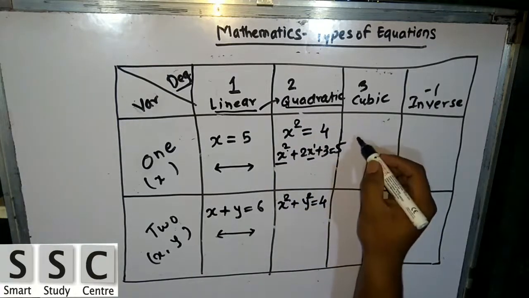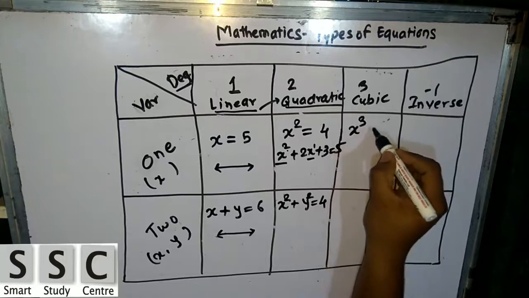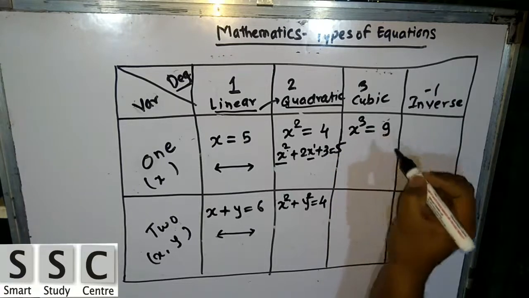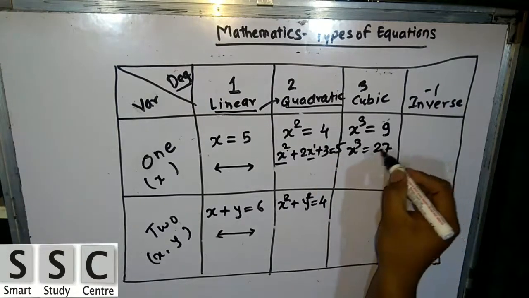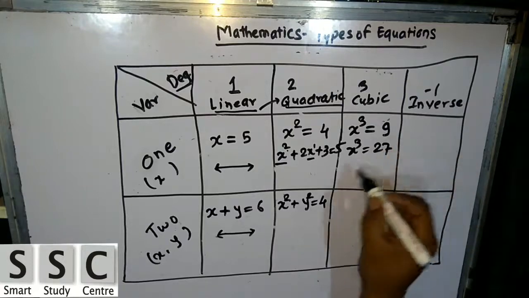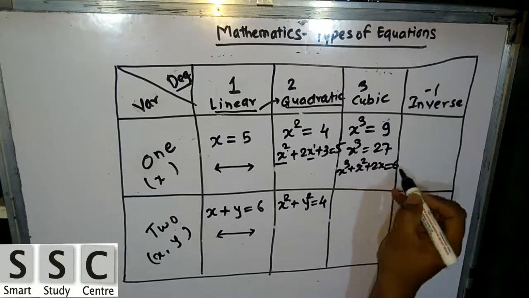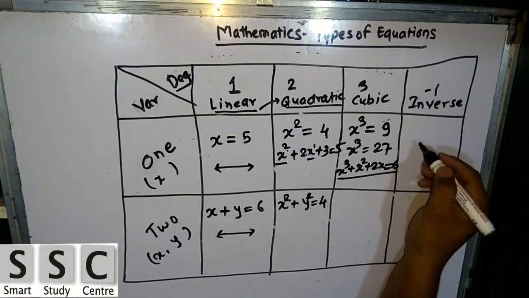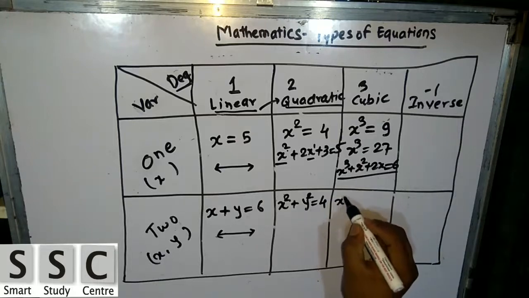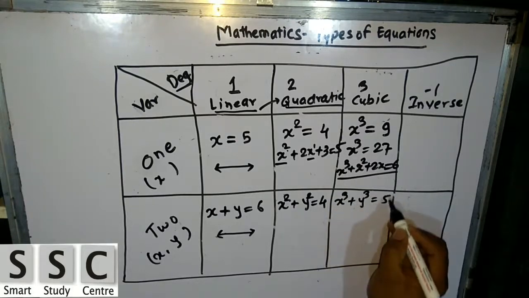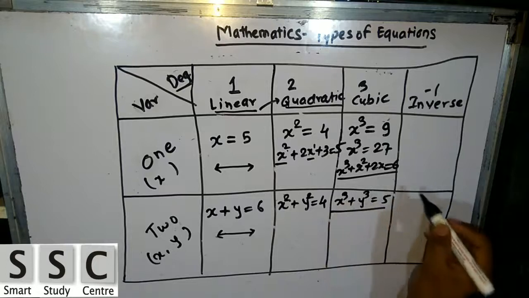Now let us go ahead. Cubic equation, and yes, as you are guessing correctly, it will have x cube is equal to 9, or x cube is equal to 27. So this is nothing but a cubic equation. Again, it can contain x cube, x square, plus 2x is equal to 6. Such a type of equation is also called a cubic equation because the highest power is 3. In two variables, it may look like x cube, y cube is equal to 5. So this is the form in which there are two variables and the degree is 3.